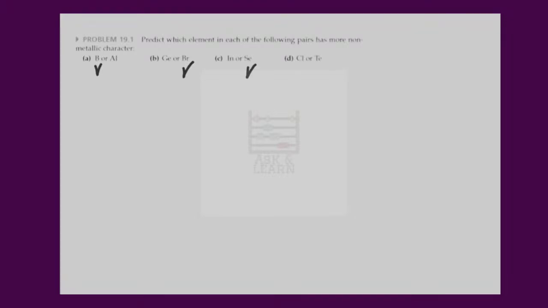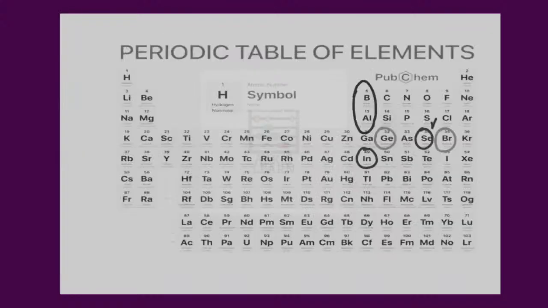D. Chlorine or tellurium? Chlorine has a higher group number, it's a halogen, so it's more non-metallic than tellurium. And besides, it's also up in the group, which also reinforces this answer. So chlorine.